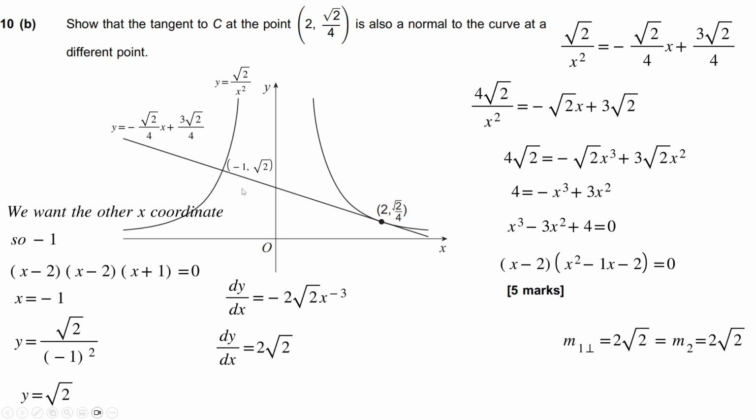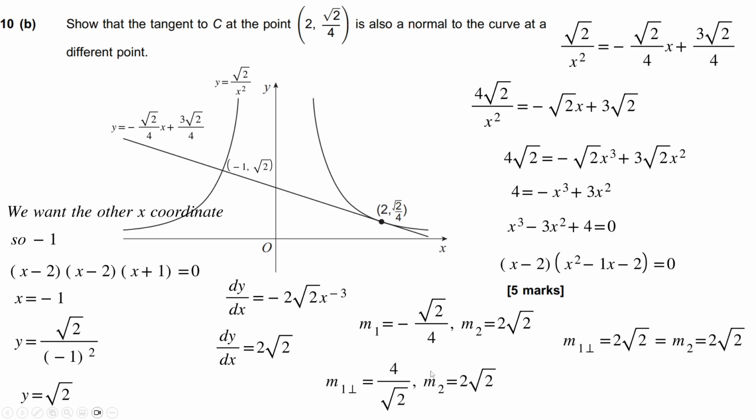So this gradient here is this tangent, right? We need to show that this gradient, which is this one here, is perpendicular to this one. We already got what this gradient was. If you remember last time, what was that? I can't even remember. It was minus root 2 over 4. So we need to show that they are negative reciprocals of each other. Okay, just get the negative reciprocal.